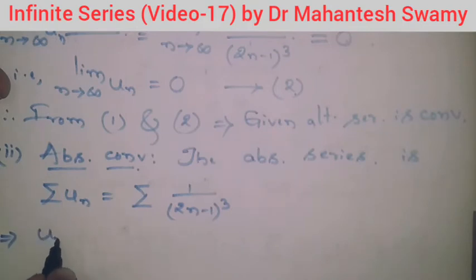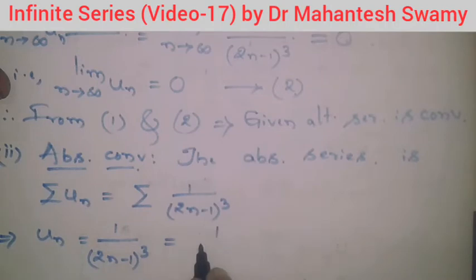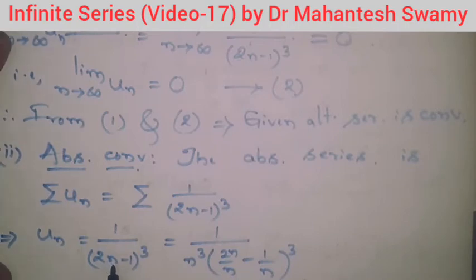From this, Un is 1 divided by (2n minus 1) whole to the power 3. Now let us simplify this. One can take n outside, and when we take n outside, it comes along with its power, that is n cube outside. Within the bracket, 2n by n cancels and it becomes 2, and it remains 1 by n. So we can take 1 by n cube separately, and the remaining thing is 1 divided by (2 minus 1 by n).